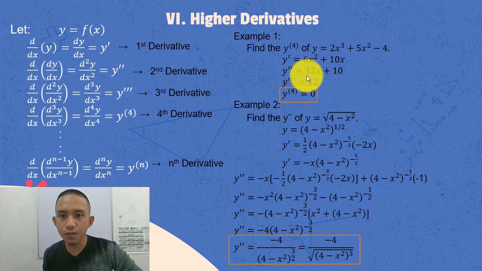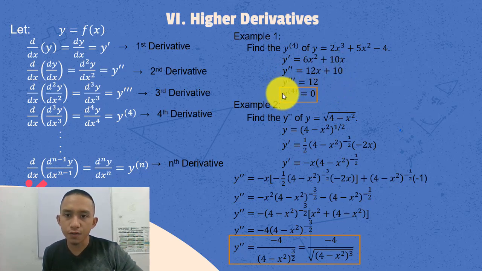Fourth derivative, third, continue. Differentiate again, that will be y triple prime. Differentiate 12x, that will be 12. Differentiate 10, 0. And then, for the last time, differentiate this third derivative, that will be the fourth derivative. Differentiate 12, that will be 0.